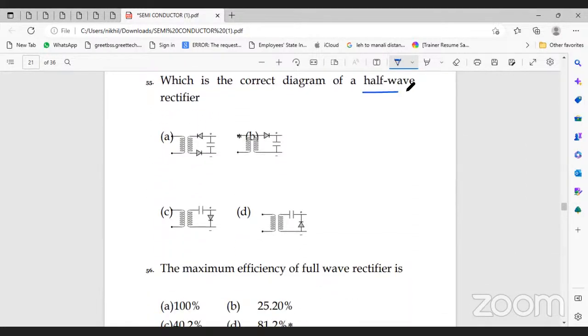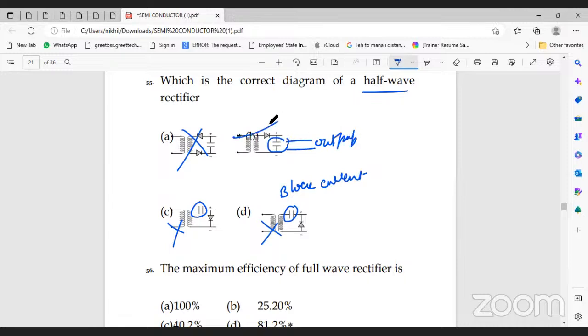Which is the correct diagram for the half-wave rectifier? Two diodes we are not going to use. And for the input, we cannot use capacitors. If you use the capacitor, it will block what? Current. So we are not using this. Across the output, we are using this capacitor. So the correct diagram for the half-wave rectifier will be the second one.